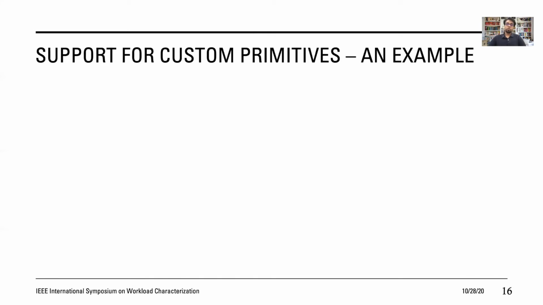As I alluded to earlier, HetSim supports the addition of user-defined primitives, and here I'll show an example of a sleep primitive, where a PE calls a sleep function to go to sleep and is awakened by a different PE that calls wake.